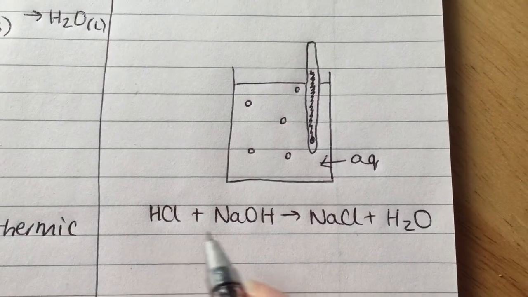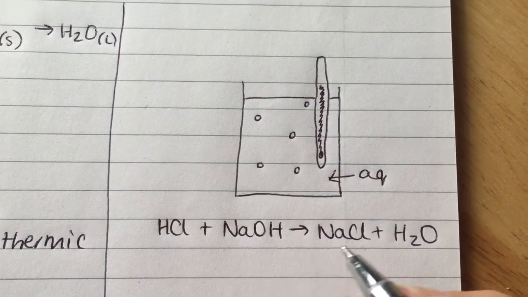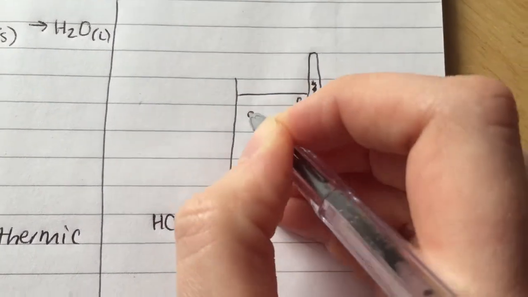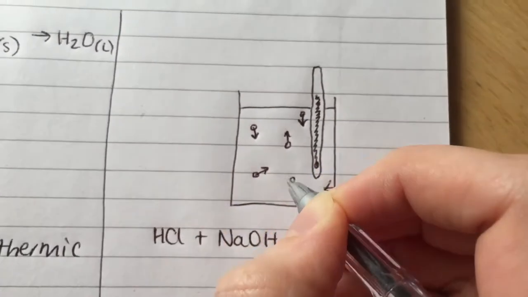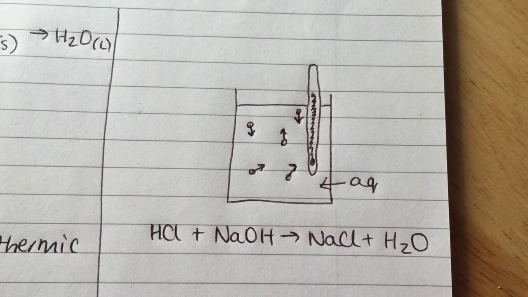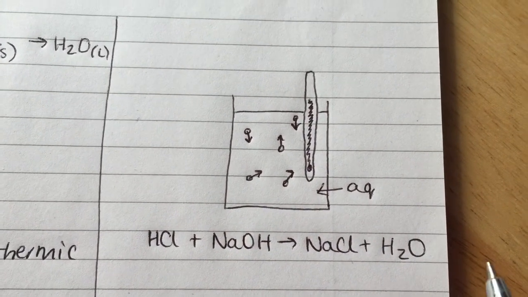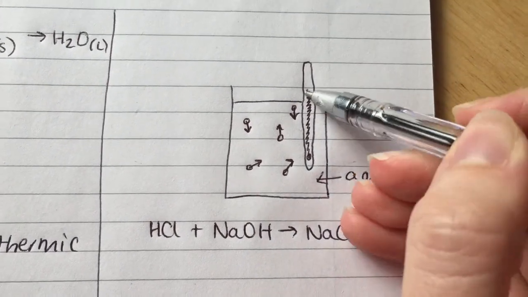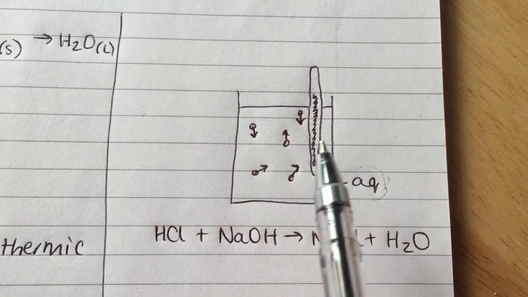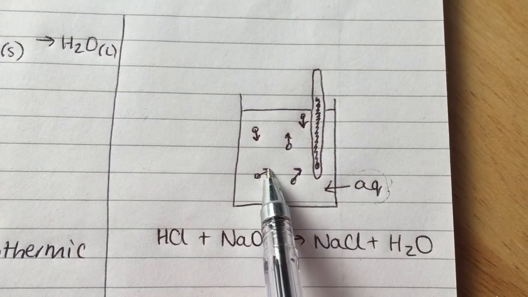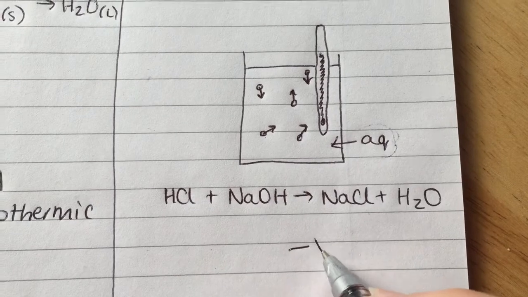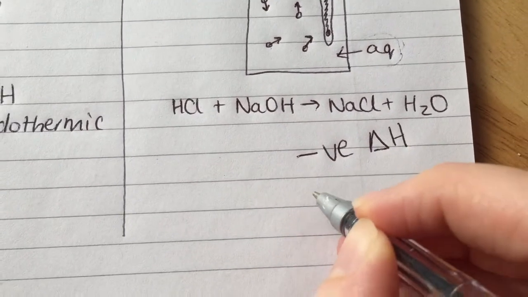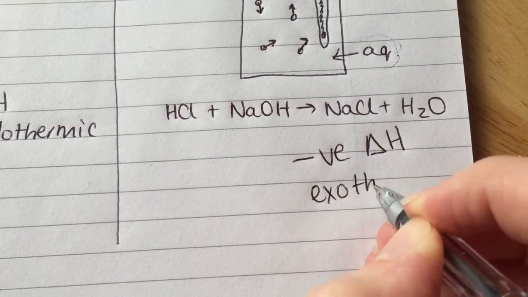Now what happens is the temperature will increase. What's happening here is this enthalpy is going into the aqueous solution. So all of this extra heat is being pushed into the aqueous solution. The aqueous solution is increasing in temperature, which is what we can see on the thermometer. So you'll notice that the energy is escaping the system. So we end up with a negative change in enthalpy. And this is called an exothermic process.